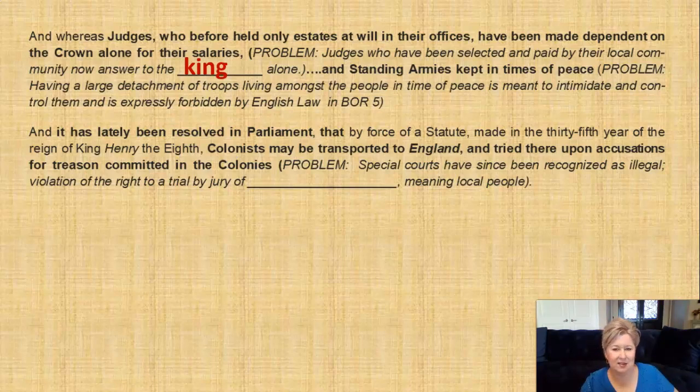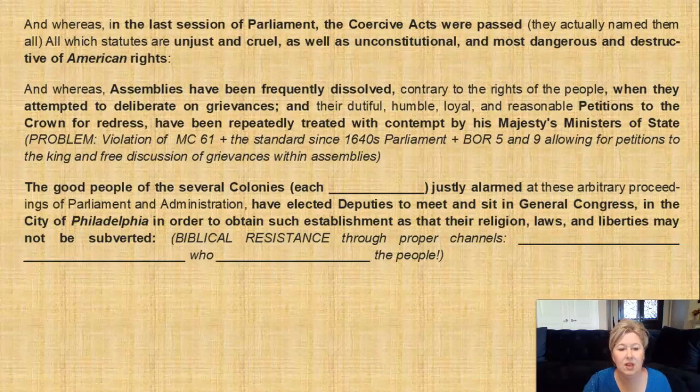They're like, that's not even right, because special courts, any kind of a special court like Henry VIII was asking for, which was meant for time of war in Europe, those have all been since recognized as illegal. They are a violation of our right to a trial by jury of our peers, meaning local people. So them dredging up some old statute from 200 years ago and trying to apply it to us, again, is outside the English common law and outside the rights granted by our charters.